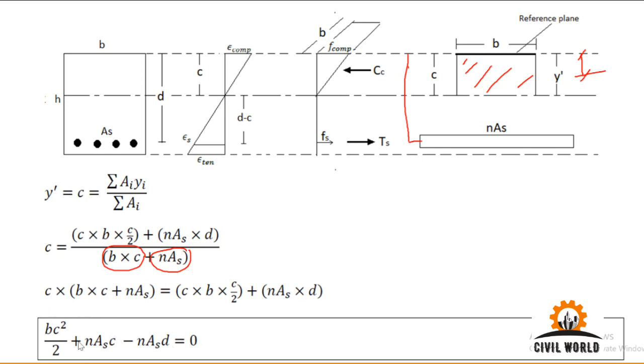This is a quadratic equation. If you know the width of the beam B, the area of steel AS, the modular ratio, and the effective depth, you can easily solve this quadratic equation to get the value of C or y bar, which is the location of the neutral axis.